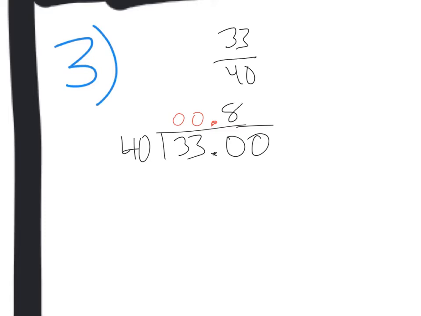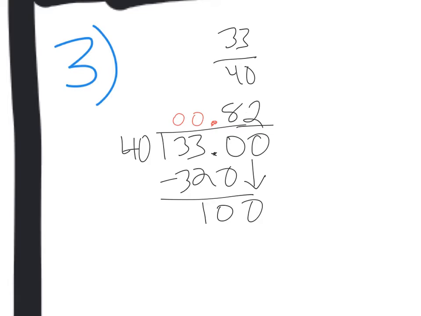8 times 40 makes 320. Sister subtract, brother bring down. 40 will go into 100 now. Daddy divide, 40 goes into 100 2 times. Mommy multiply. Sister subtract.